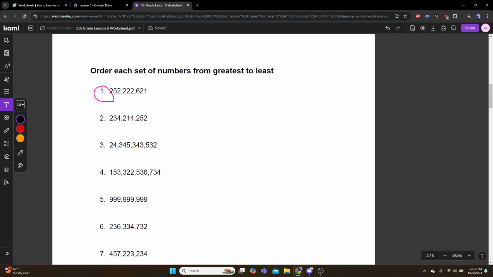Okay. Order each set of numbers from greatest to least. So we're looking at 252, 222, and 621. We know that all three of these numbers are in the hundreds place. So we need to look at the first numbers. This is 2 and this is 2. Those are the same so far. And there's 6. So we know that 621 is the greatest no matter what. So it would be 621 first. And now it's between 252 and 222. If we look at the tens place, we know that 5 is larger than 2. So it would be 252 and then 222.